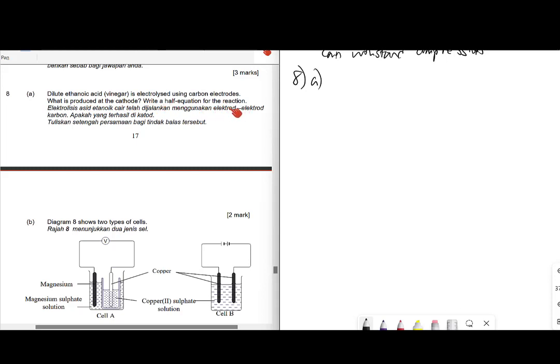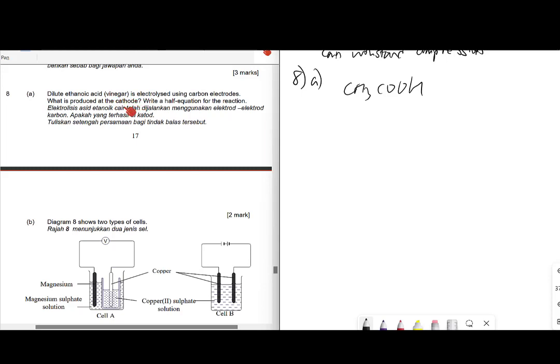Right, persamaan setengah. So we have ethanoic acid. Ethanoic acid's formula is CH3COOH. We also call it vinegar. This one is an acid. And you are going to electrolyse using inert carbon. So carbon, platinum, all these are examples of inert electrodes. Inert means unreactive. All right. So what is produced at the cathode? Cathode means it's actually a positive or a negative electrode.